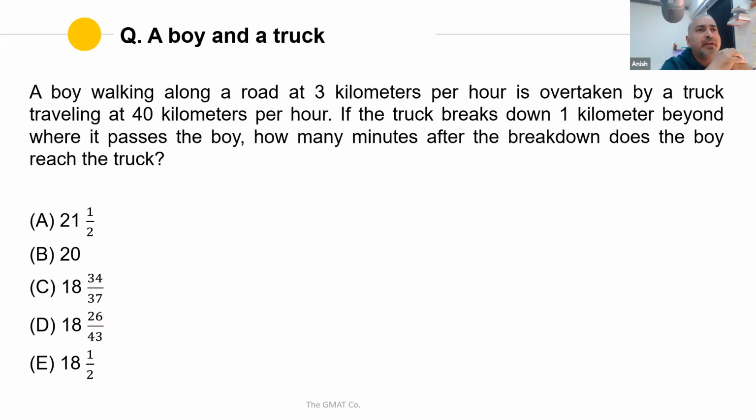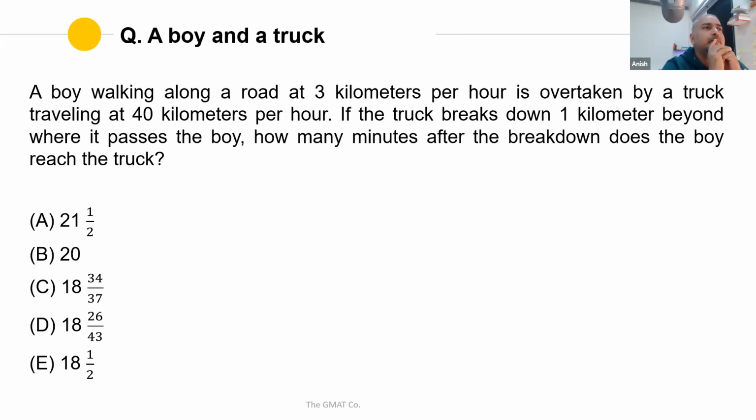All right. If the truck breaks down 1 kilometer beyond where it passes the boy, so the truck comes from behind, the boy is walking, truck comes from behind. From the point where it passes the boy, it carries on traveling for 1 kilometer and then it breaks down. Okay. How many minutes after the breakdown does the boy reach the truck? What does that mean, after the breakdown? That we're not looking at time from the point when the truck passed the boy. We are looking at time from the point when the truck had already broken down. That's when the clock starts, right? Truck breaks down, the clock starts. Now, how many minutes will the boy take to reach the truck? That's what we have to figure out here.